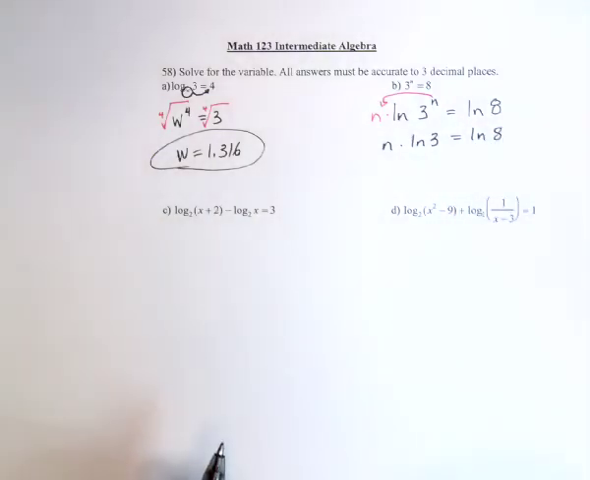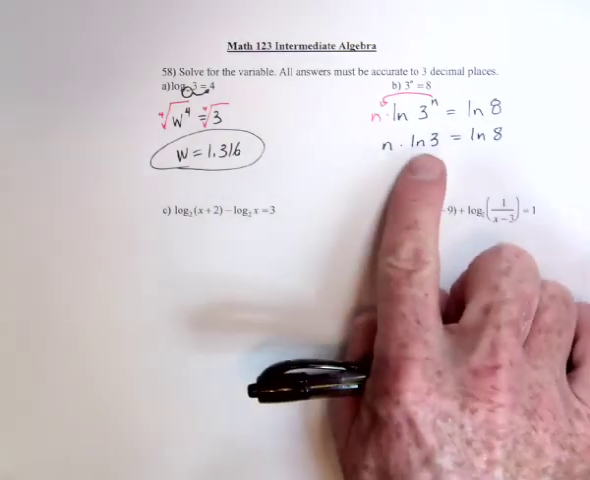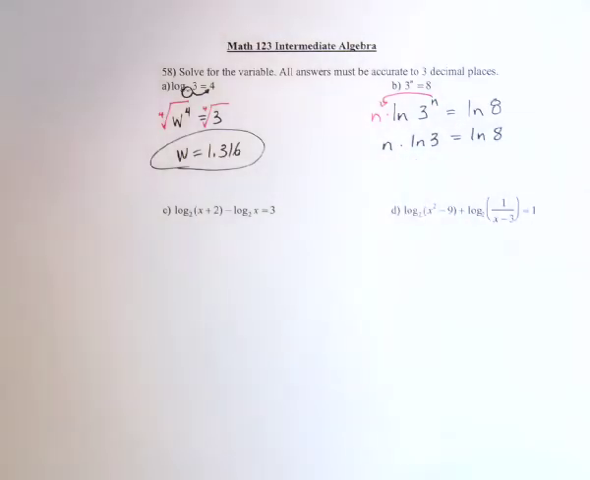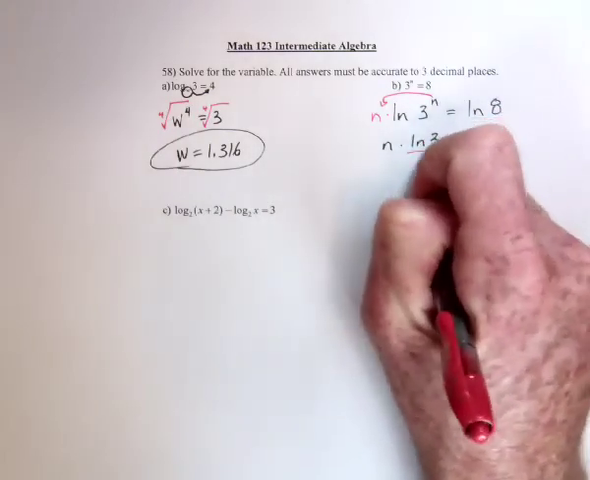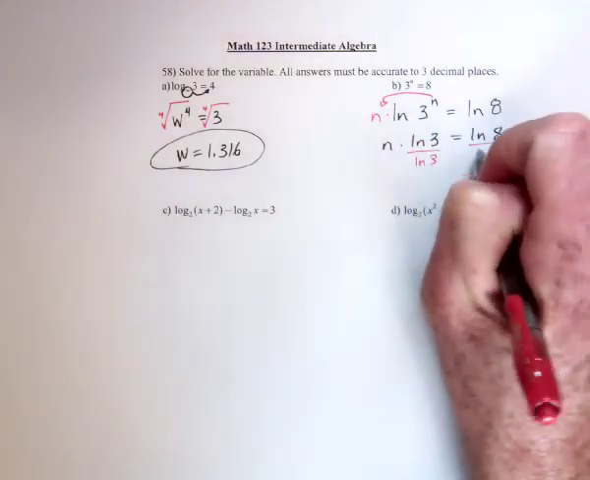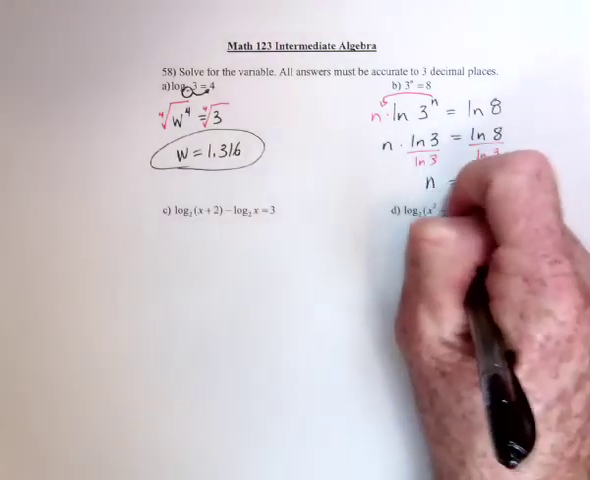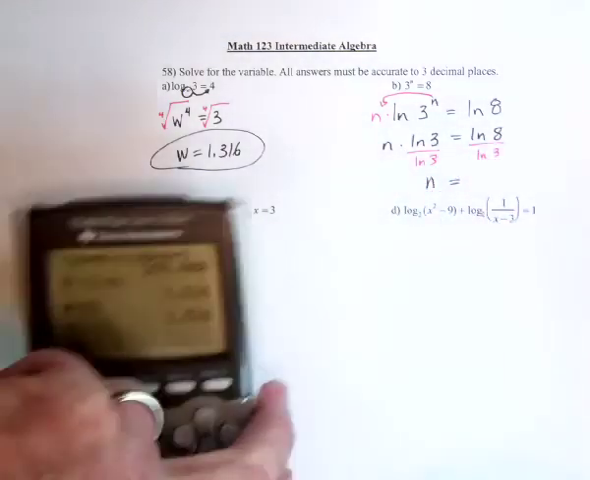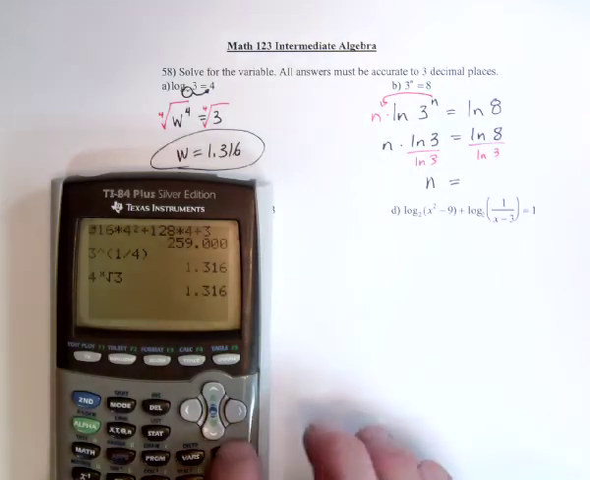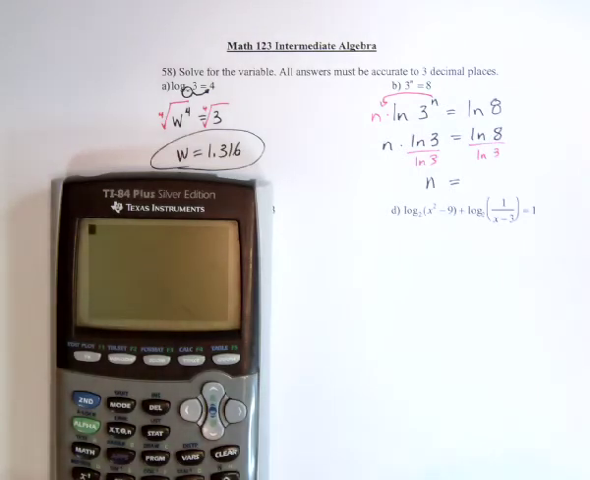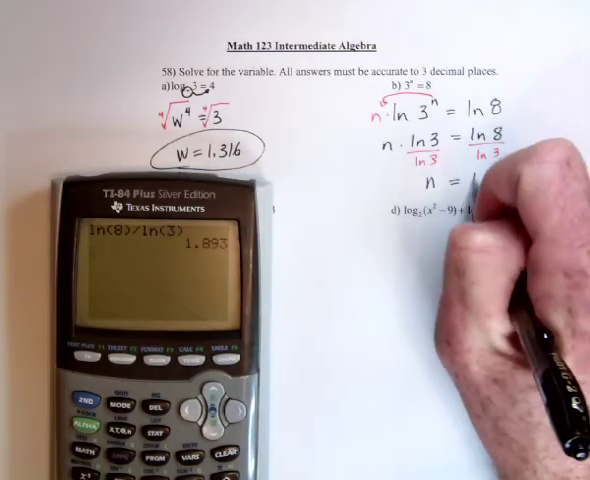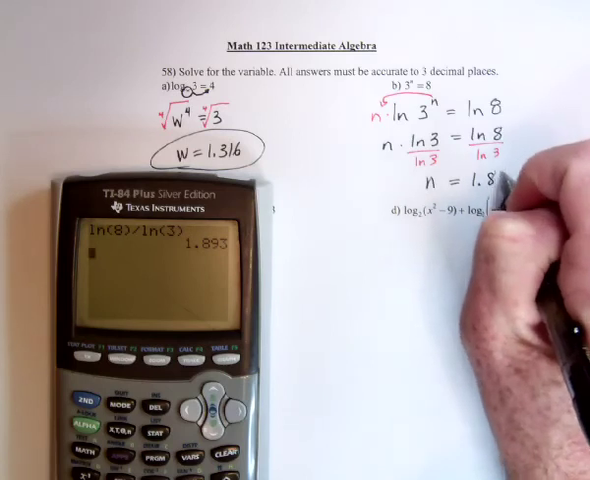Well, just like in regular algebra, solving for the variable, if you want to get rid of this, divide both sides by it. So to get rid of this, divide by the natural log of 3, and then find out what is the natural log of 8 divided by the natural log of 3. So the natural log of 8, parentheses, divided by the natural log of 3 is a 1.893.